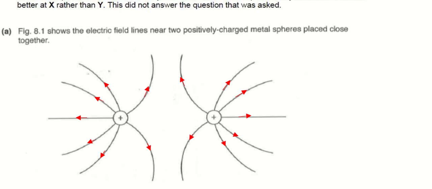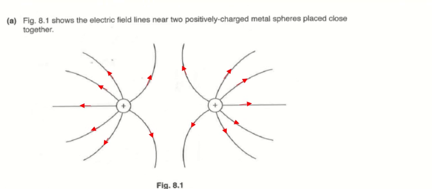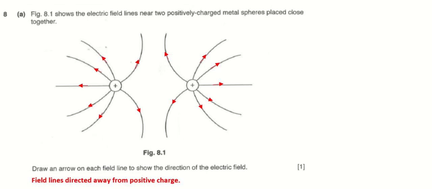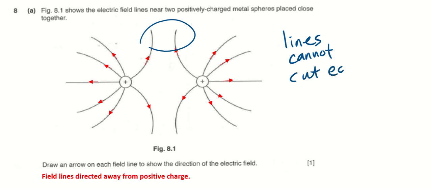Okay, electric fields we covered yesterday. So they just want us to draw arrows. Okay, so how did they come up with a pattern like that? Right? The lines cannot cut each other.